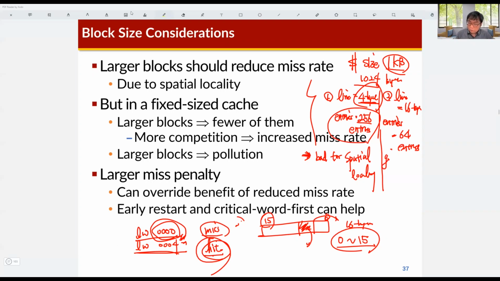So if the cache has a large block, then it's good for handling high spatial locality. Okay, so is it always better? Nope. It's not always better.